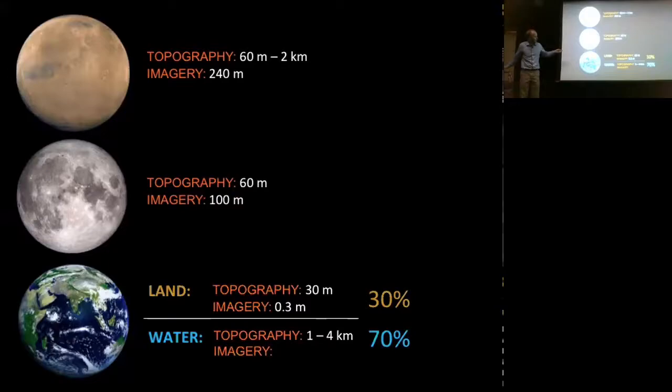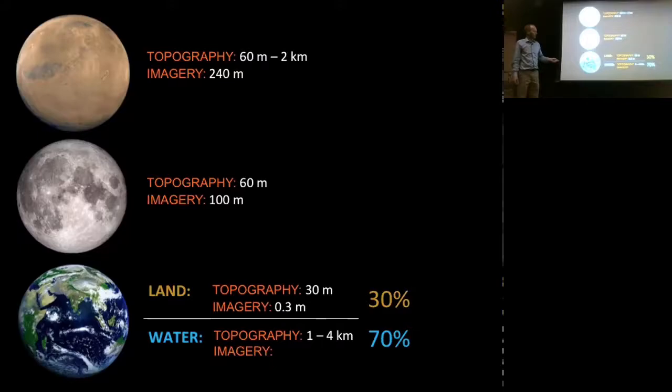Okay, so I'm just going to quickly summarize these numbers here. Again, we have Mars, we have the Moon, we have Earth, land, and water. We look at the resolutions, we compare on land, 30-meter resolution, topography compared to the Moon and to Mars. We're doing pretty good. Imagery, we're doing very good here. Also, it should be noted that this is publicly available imagery. Governments probably have much better imagery than what we're looking at right now.